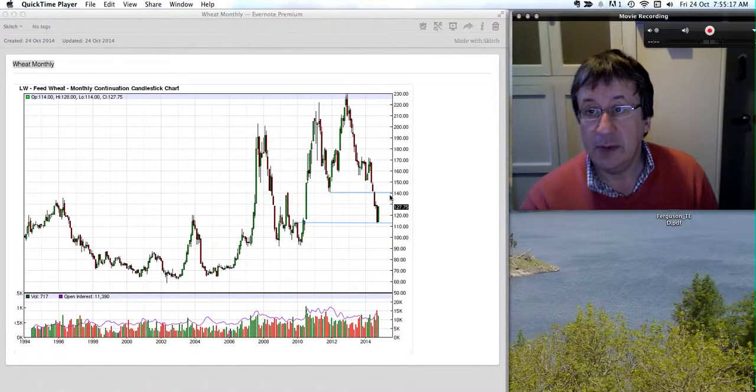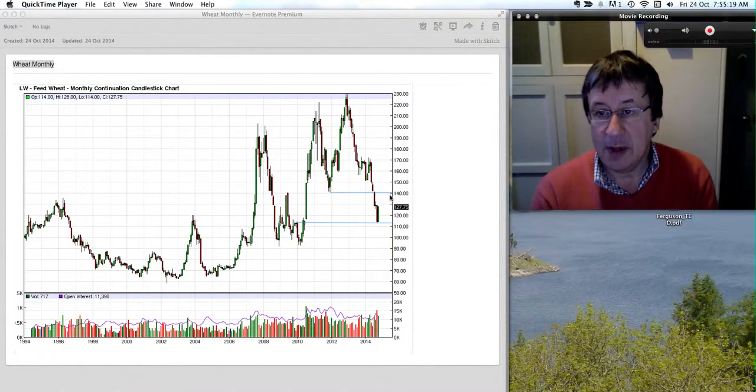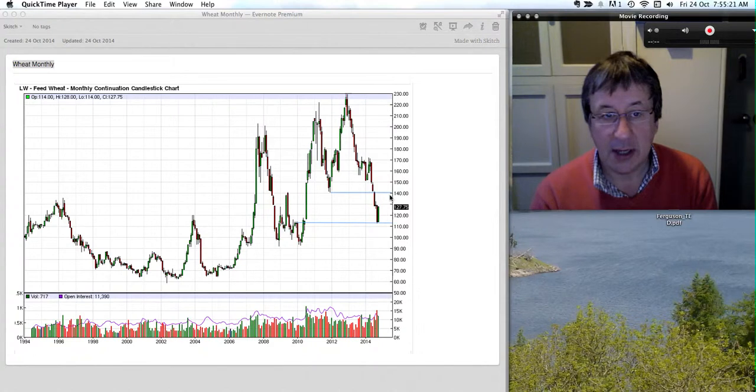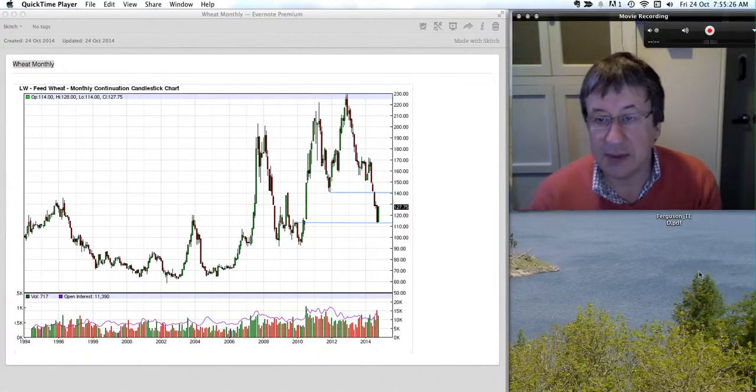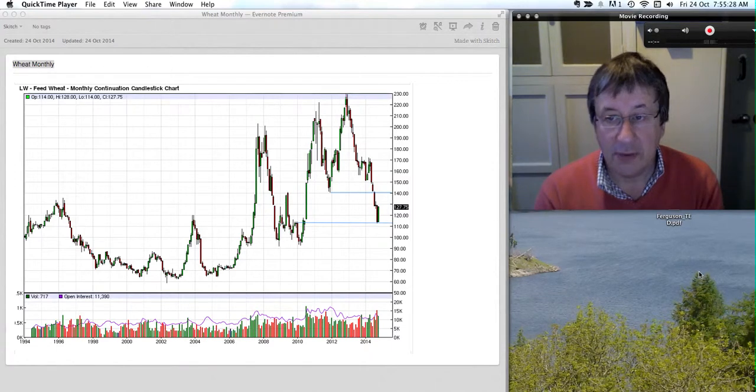October, 7:55 in the morning. So pre-market open, we're looking at Thursday night's close, and we have swapped contracts now. I've looked at the May 2015 chart rather than November, because that's coming up to the cash month, and it's better to look at the forward months. So we'll start with the continuation chart, the monthly chart of the May contract.